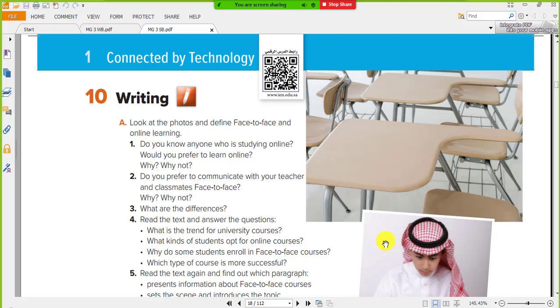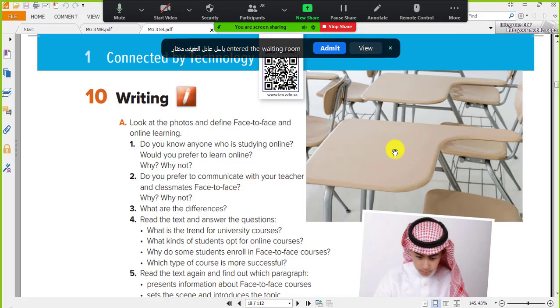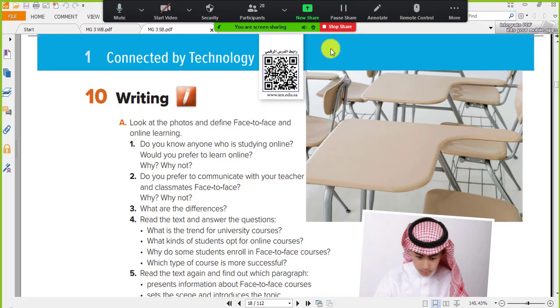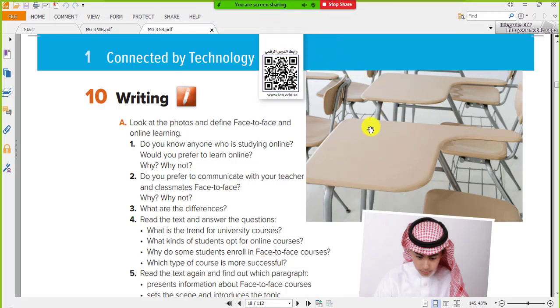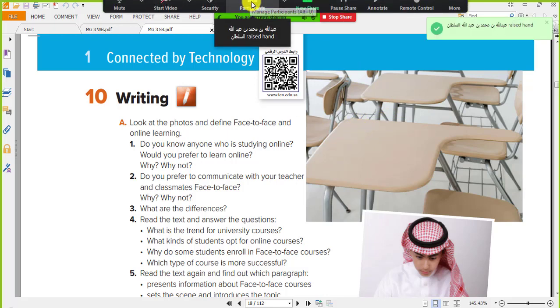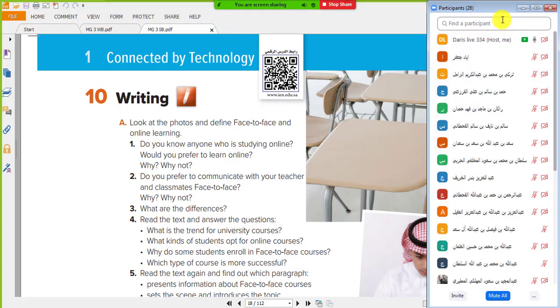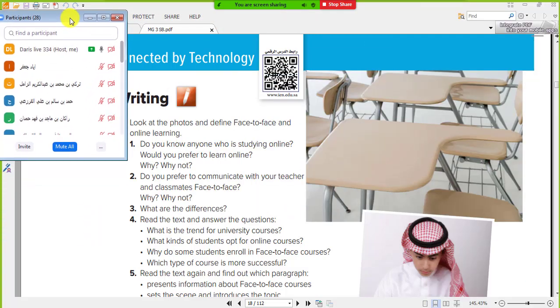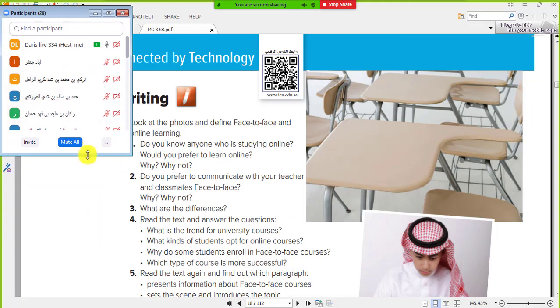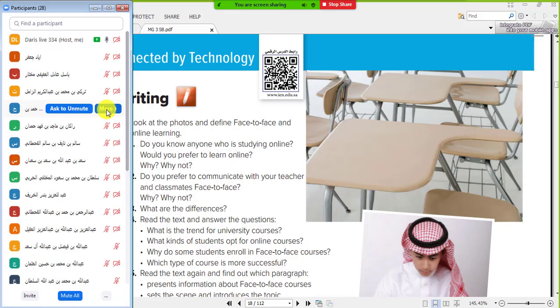What can you see here in these two pictures? In this picture, number one, what can you see here? And what does this picture or this photo refer to? Okay, you can speak. I will open the mic to speak. If you want to speak and share your answer, raise your hand.